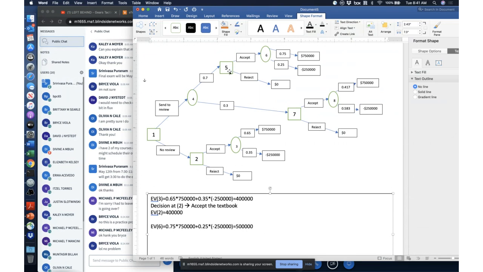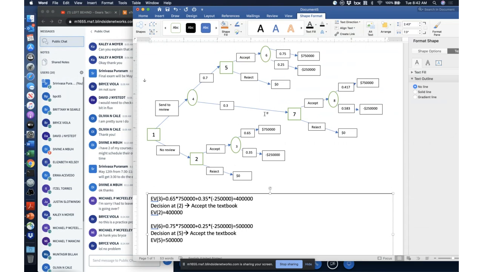So at node 5, the decision is to accept, because the expected payoff here is 500,000 and the expected payoff here is 0. The better option between 500 and 0 is 500. So you accept the textbook, and the expected value at node 5 will be the value of that option, which is 500.